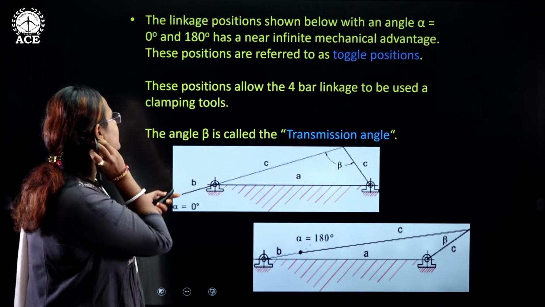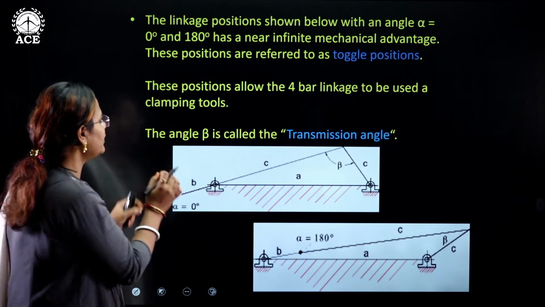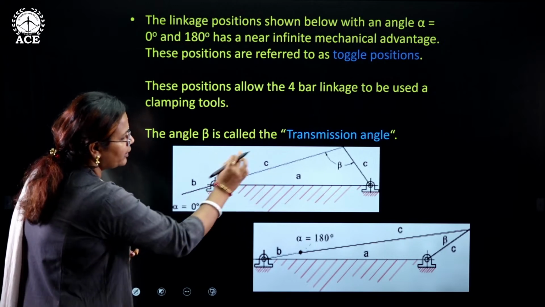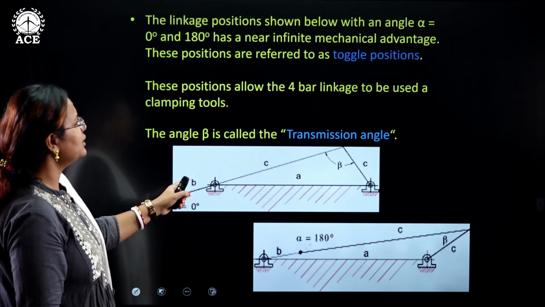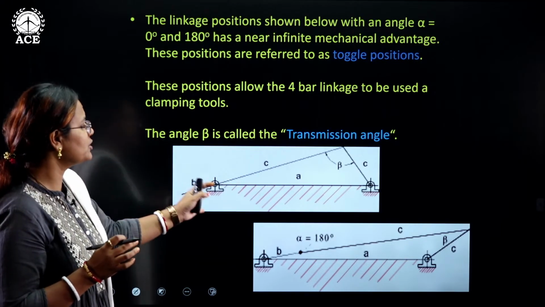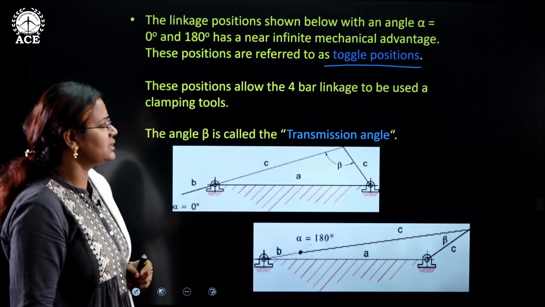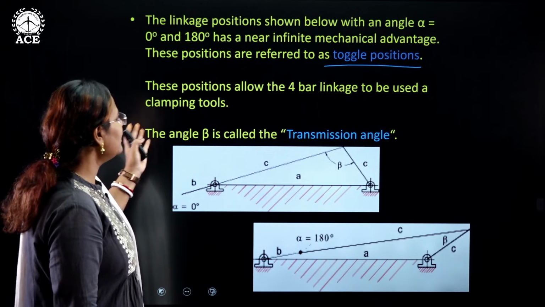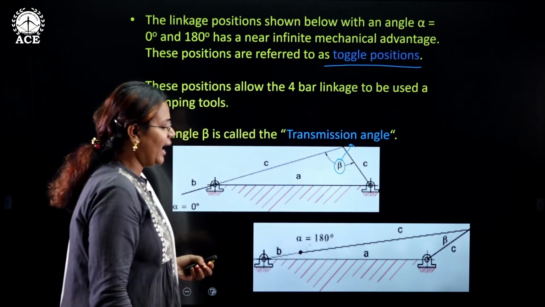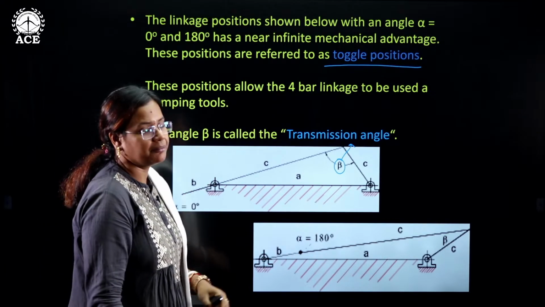See, if alpha becomes 0 or 180 degrees, what will happen? Here there was a link; if alpha becomes 0, this is how it will look. In this condition, the mechanical advantage is infinite. These kinds of positions are called toggle positions. And what is the name given to the angle beta? This angle beta is called the transmission angle. See, here alpha is becoming 0, here alpha is 180.